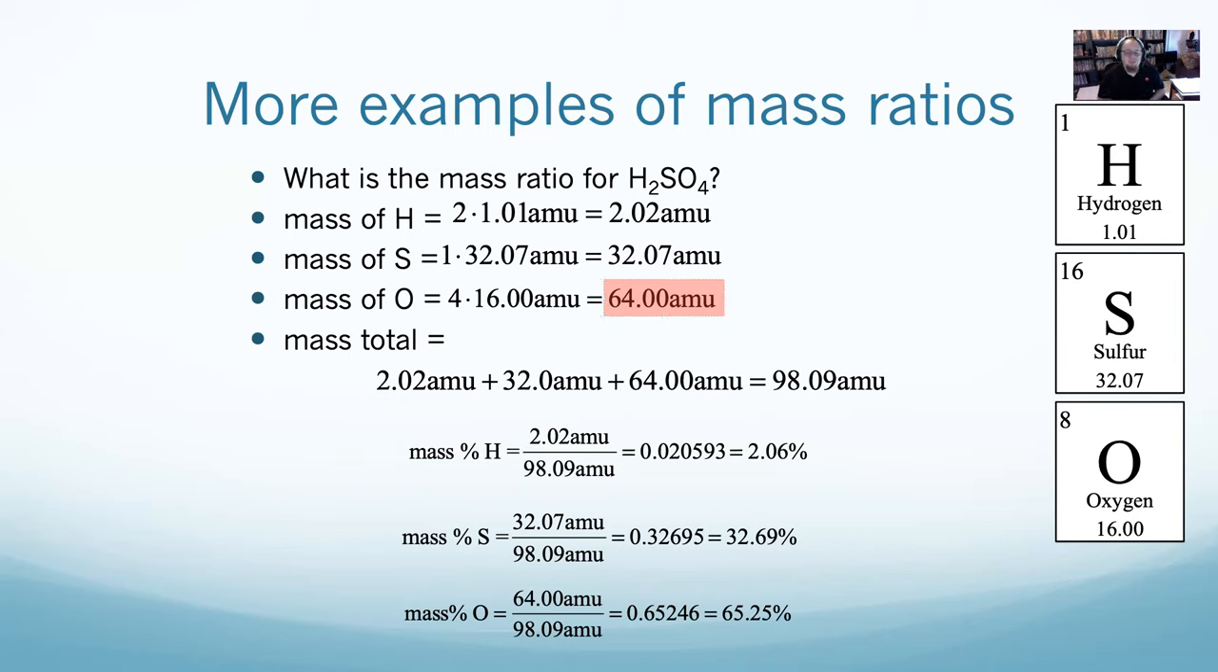It's of note your percentages should always add up to 100. 65 plus 32 is 97. We got about 97.9 plus 2.1, 100. Your total percentage should always equal 100.